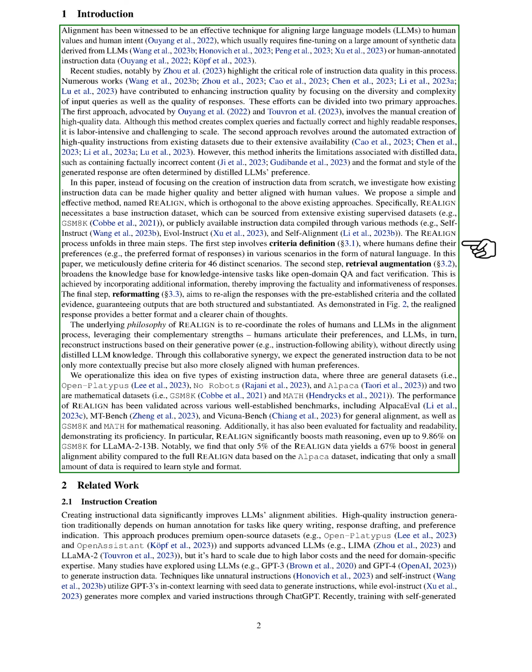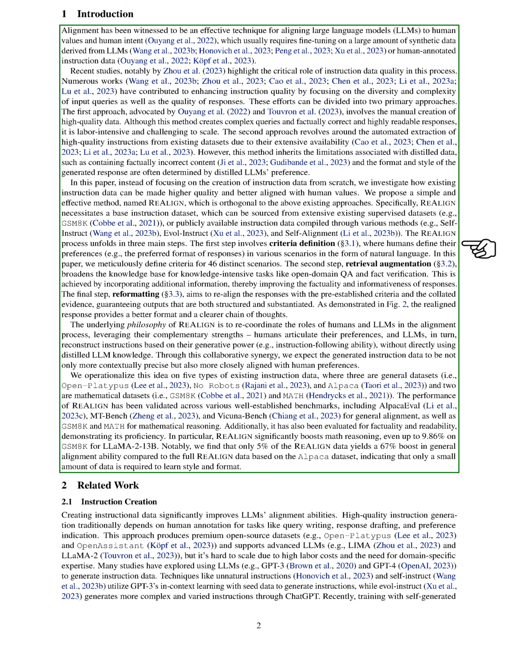The first step is criteria definition, where we define human preferences for response formats and other aspects in natural language for 46 different scenarios. The second step, retrieval augmentation, expands the knowledge base for tasks that require extensive knowledge, such as open domain question answering and fact verification, by incorporating additional information to enhance the factuality and informativeness of responses. The third step, reformatting, aims to realign the responses with the established criteria and the gathered evidence, ensuring that the outputs are both well-structured and supported by evidence.